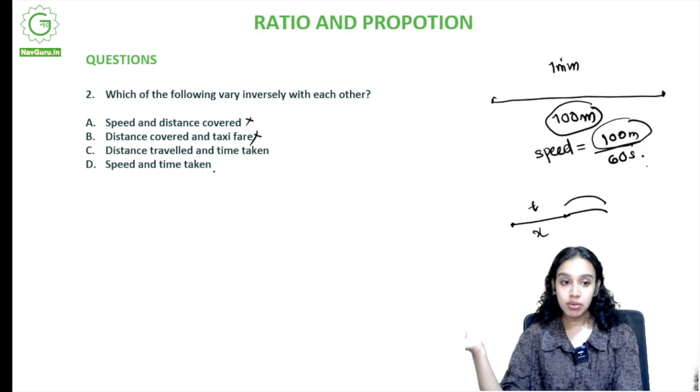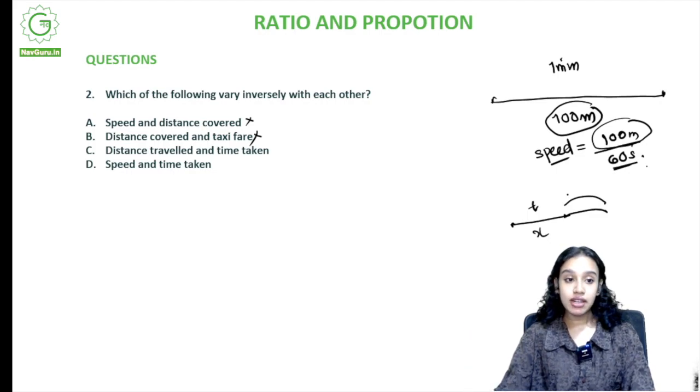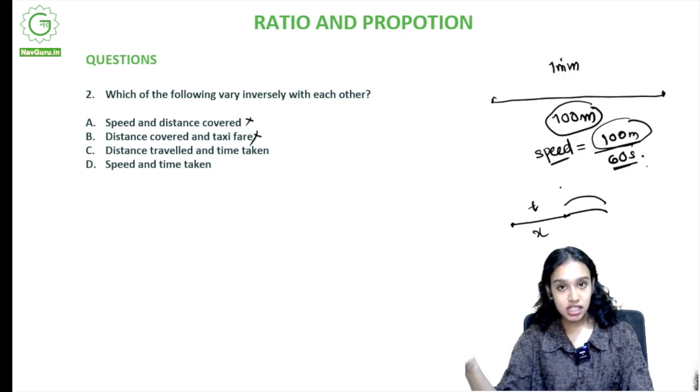Now, speed and time taken. See here, speed is inversely proportional to time, right? Because when do we say that the speed increased? We say that the speed increased when we travel an amount of distance in much lesser time, right? So, speed and time taken are inverse to each other.